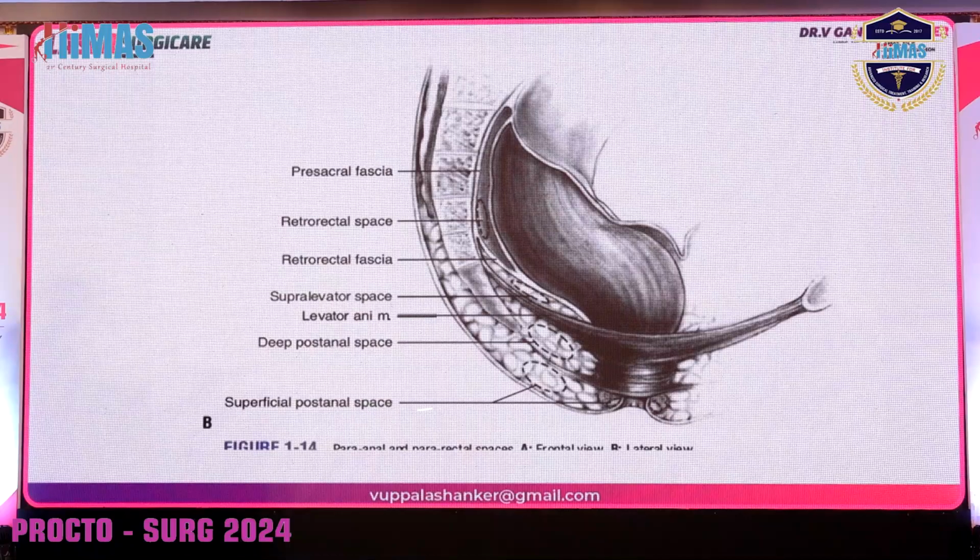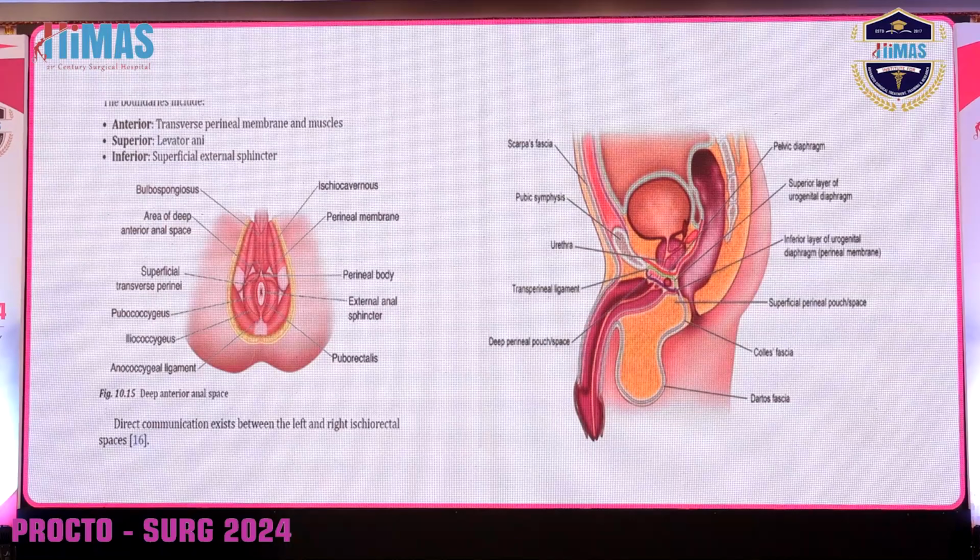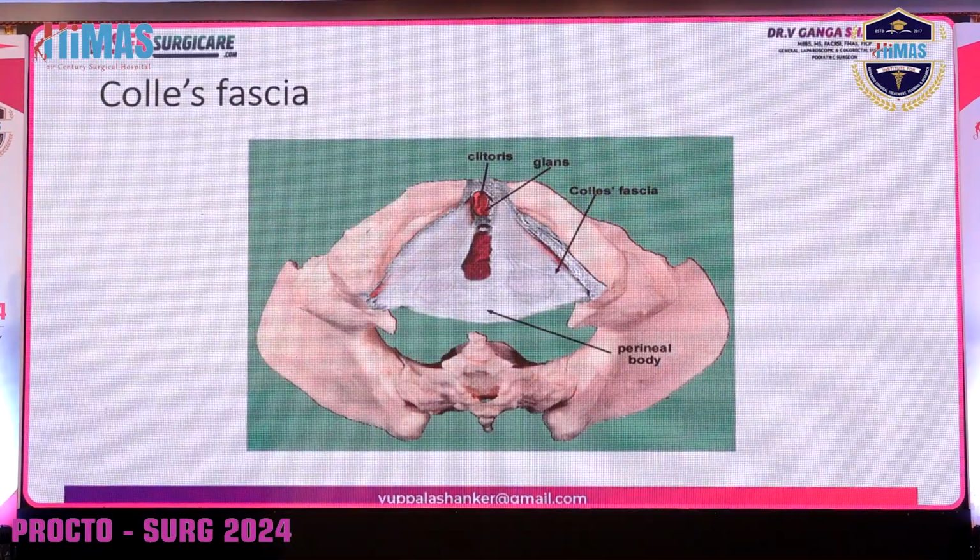Between the skin and your anococcygeal ligament, this is the superficial postanal space. From here infection may spread to the deep space and supralevator space. From here, the retrorectal space. This is the anatomy of your perineum. I just want to show this.